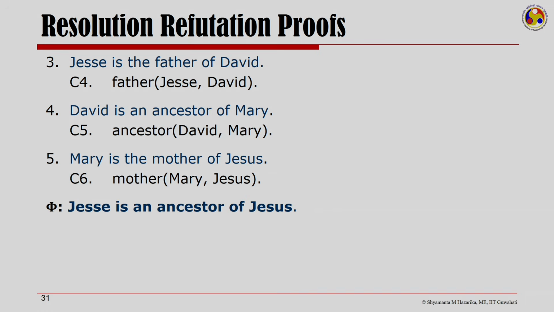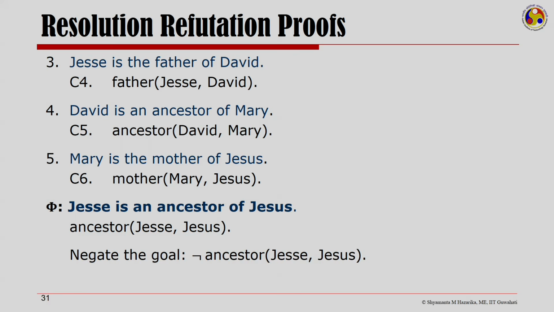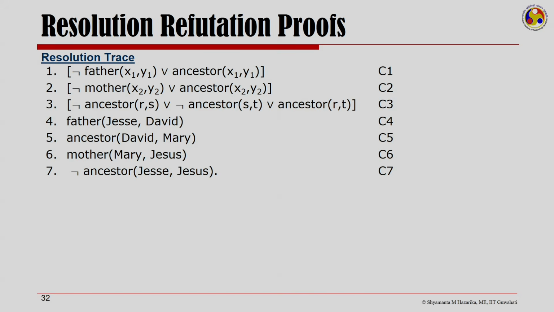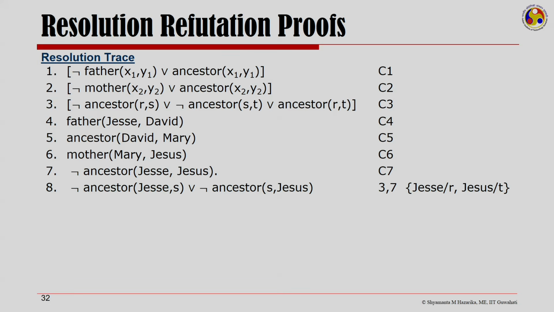And now, the statement to be proved, Jesse is an ancestor of Jesus. So, here is the statement, ancestor Jesse comma Jesus, and you negate this to get our seventh clause, not ancestor Jesse comma Jesus. So, this is our initial set of clauses delta, and we now look for the empty clause.